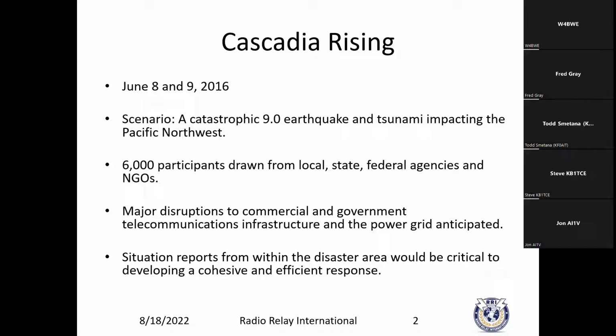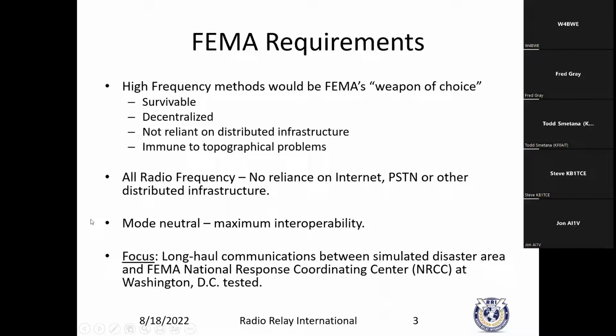So again, the model for this training class is going to be the design methodology for both the exercise and the evaluation process that we use for the Cascadia Rising exercise. And again, the important takeaways here are to take these fundamental concepts, and you can rework them to suit your specific emergency exercise requirements.